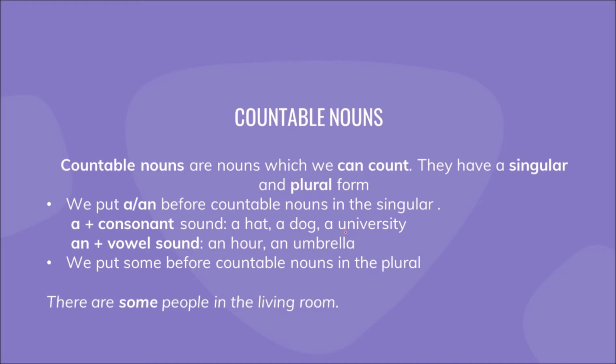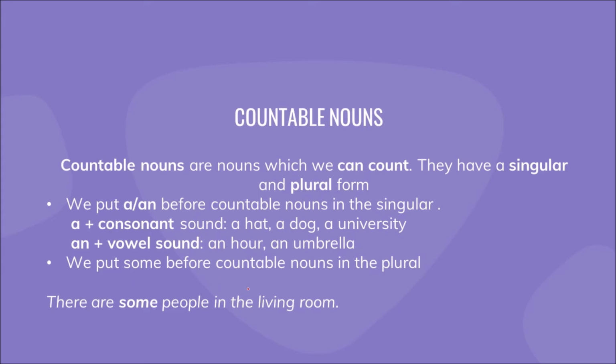Let's go with the word university. In university, the letter U sounds like Y, you, while in the word umbrella, it sounds like a vowel. So we come to a conclusion that how we put the articles a and an is not how the word is written, but how it sounds. So if it sounds with a consonant, we put a. If it sounds with a vowel, then we put an.